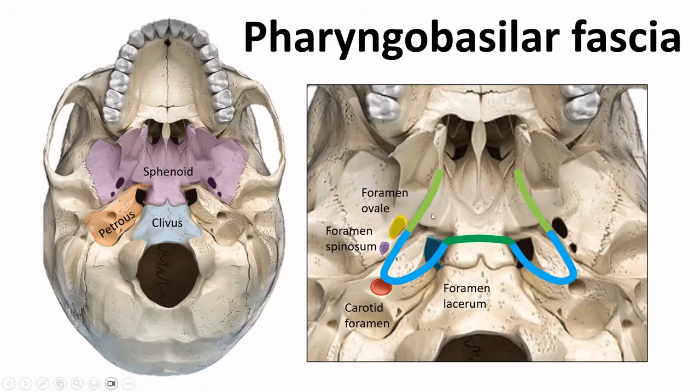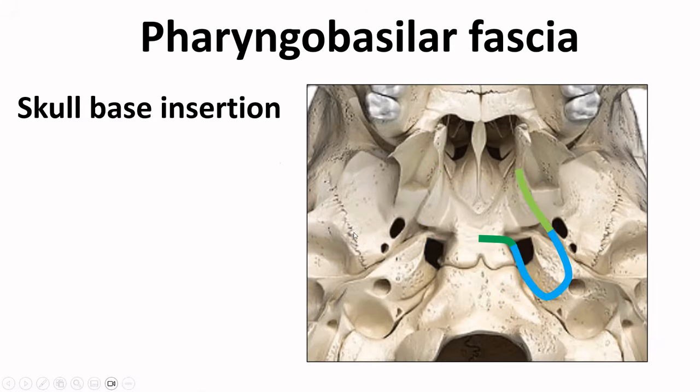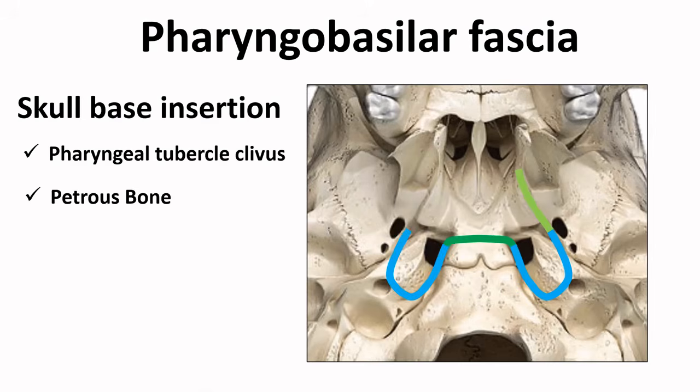So basically, for any disease in the pharynx, specifically in the nasopharynx, to enter the cranium, it would have to penetrate the Pharyngobasilar fascia before it can enter the cranium through any one of these skull base foramina. And that is very important to keep in mind, especially when looking at pathology.